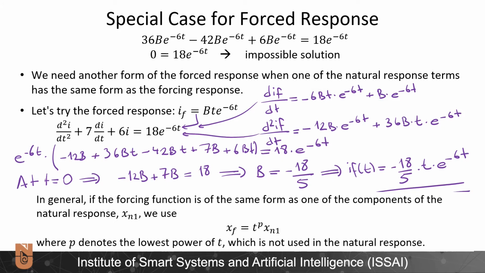We can formalize what we have done. In general, if the forcing function is of the same form as one of the components of the natural response x subscript n1, we use xf is equal to t to the power of p times xn1, where p denotes the lowest power of t which is not used in the natural response. And this way we can propose new forced responses for the circuit.